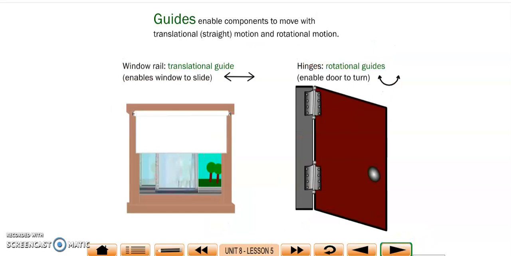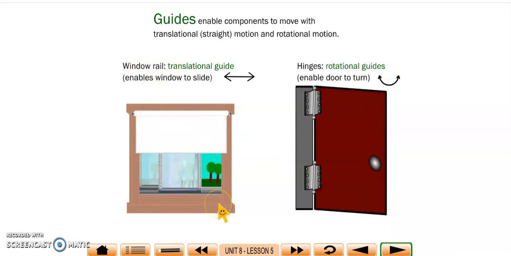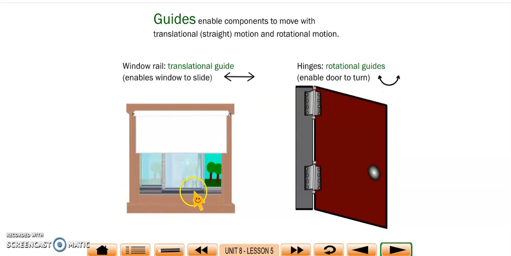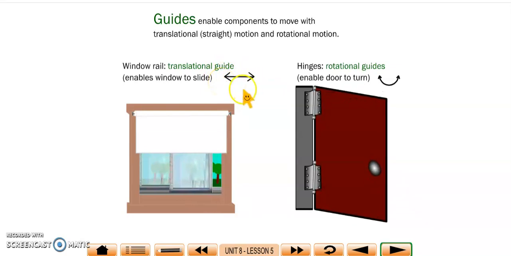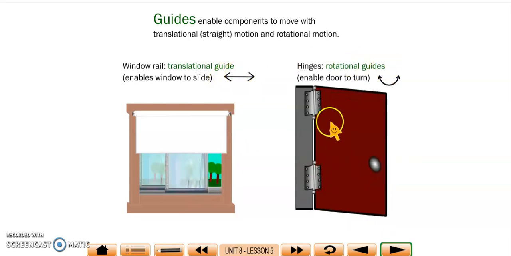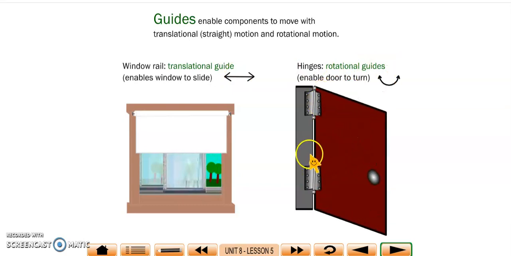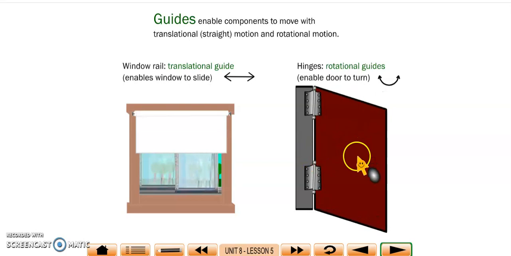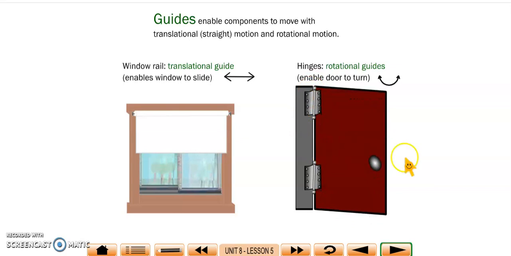Let's take a minute and review guides. So in this case, on the left side, the guides allow components to move within a certain way, in this case, in translational, straight motion. So a back and forth motion from right to left. And it can be something that goes up and down as well, as long as it's straight. On the right side, we have a rotational guide where the components are able to move in a rotational way. And without this middle piece, we would not be able to move it in a rotational way.